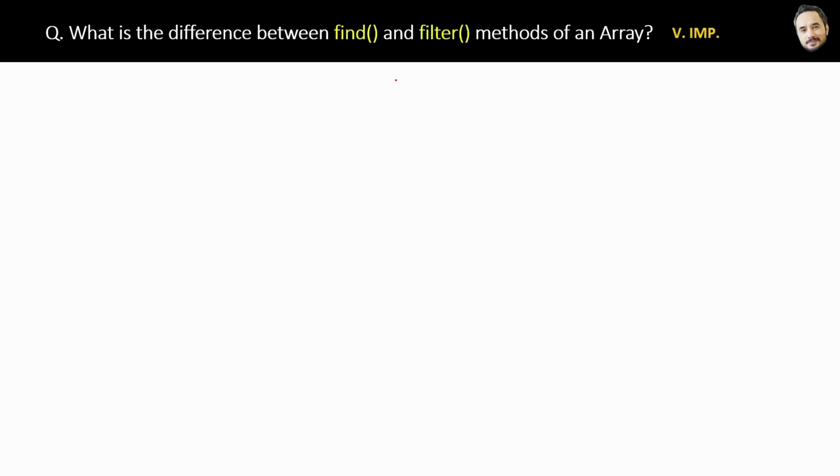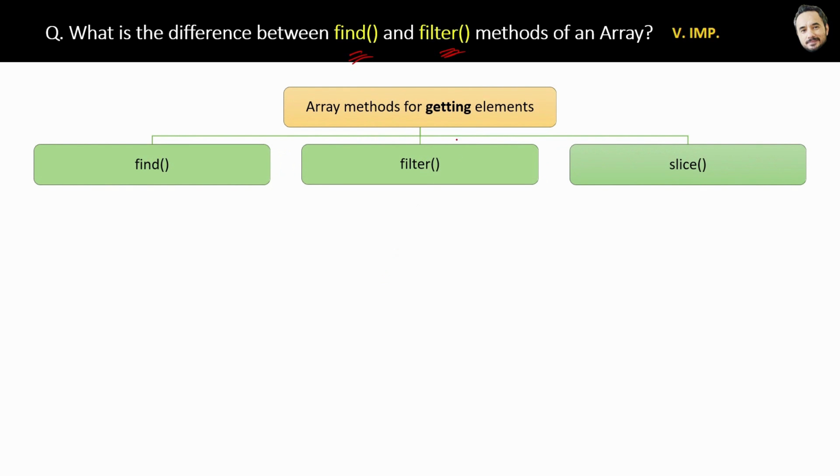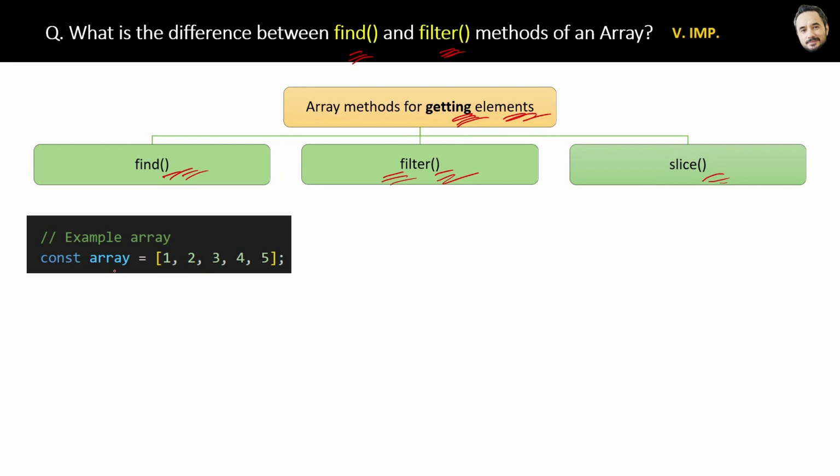What is the difference between the find and the filter methods in an array? Very important question. Here is the list of get methods that are used to get elements from the array: find, filter, and slice method. Let's check out the differences between the find and filter methods first. Suppose we have an array as a variable that contains a list of numbers assigned to it. Now the use of the find method is, the find method gets the first element that satisfies a condition.